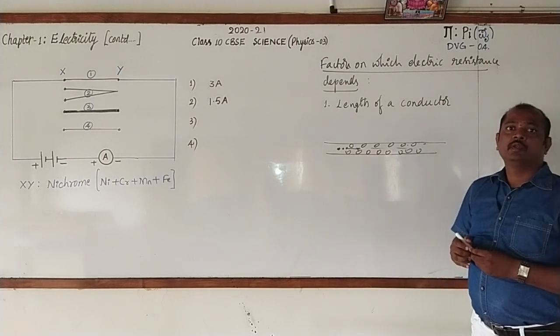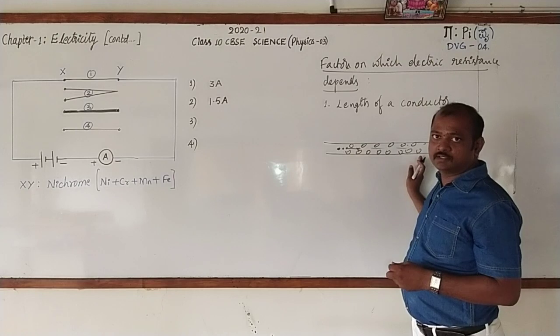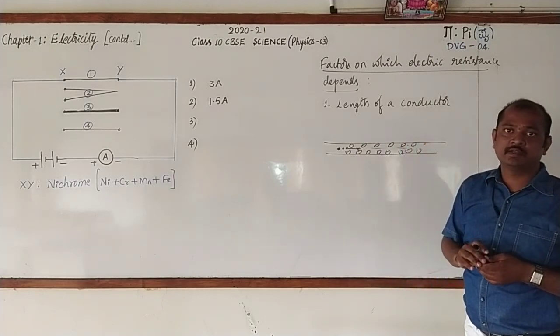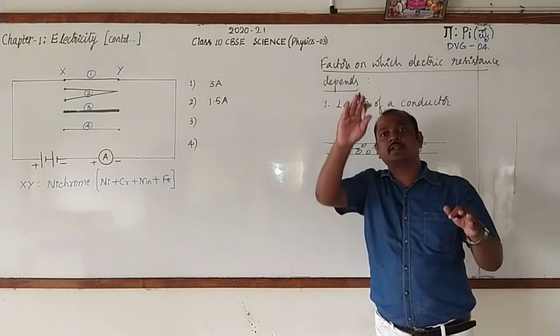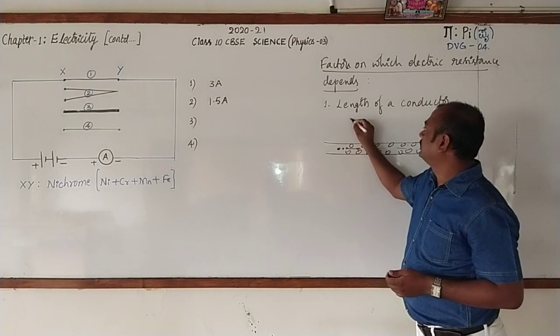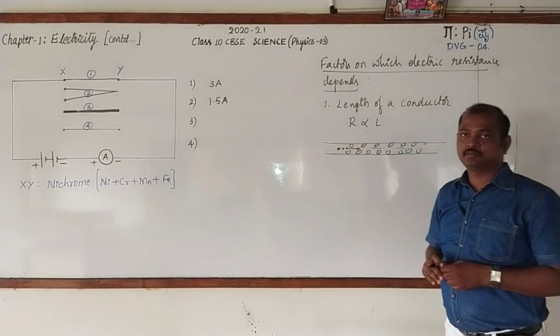Followed. Now, as the length increases, the resistance also increases. As length decreases, resistance also decreases. We can write: resistance is directly proportional to length.